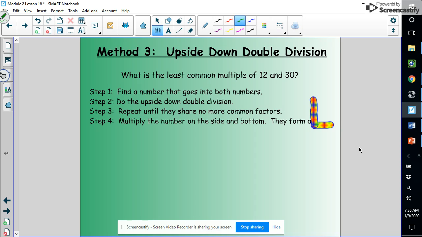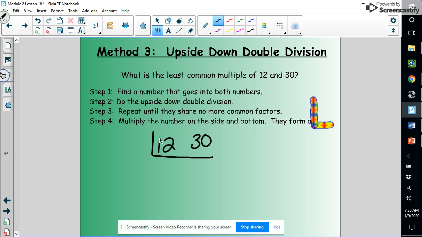Those are multiples. So if I want to find the least common multiple of 12 and 30, I'm going to do this similar to how I did greatest common factor. I'm going to use my upside down double division method again. So I'm going to put 12 and 30, and I'm going to put an upside down double division around both of them. I'm going to find a number that can go into both numbers.